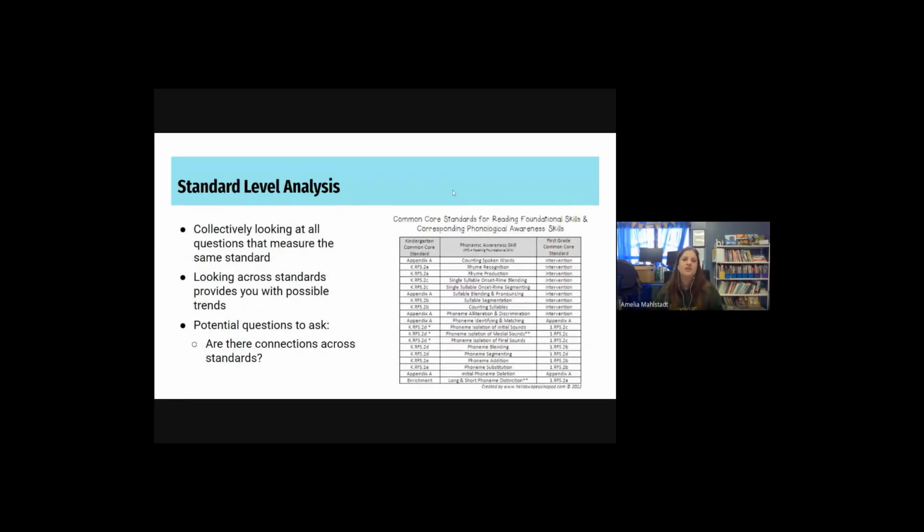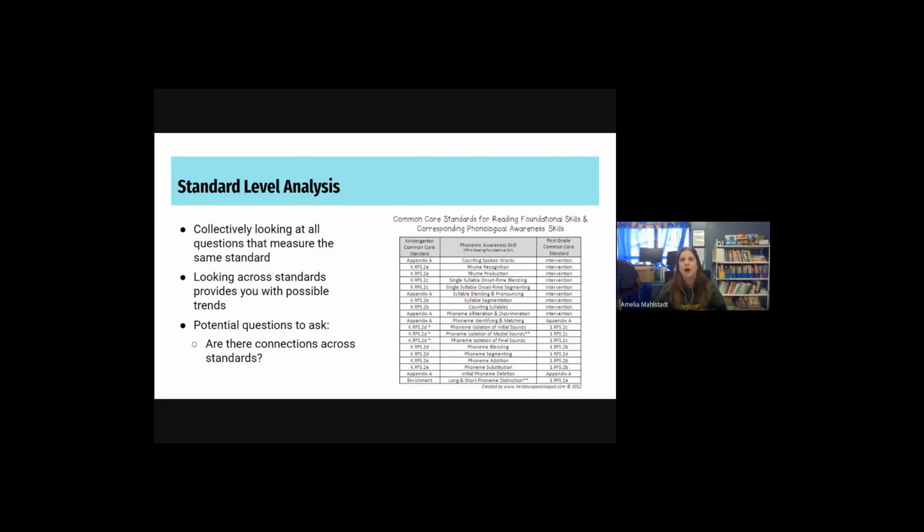And then looking at the standard level, we want to look collectively at the questions that measure that same standard. That way we can think about, across these standards, what were our students' strengths? And then what are some areas that they can continue to grow in? So looking at the standard level will help you with that. And thinking about if there's connections across standards as well.